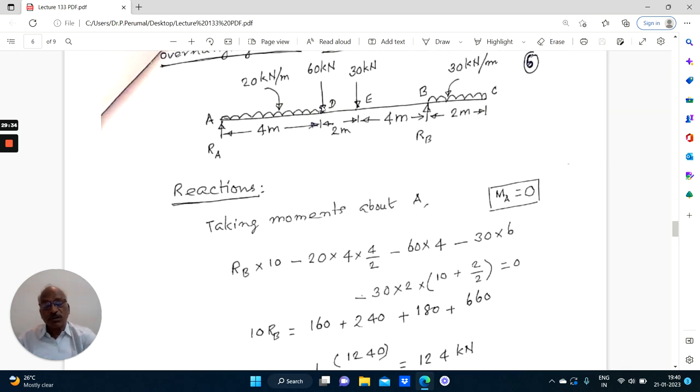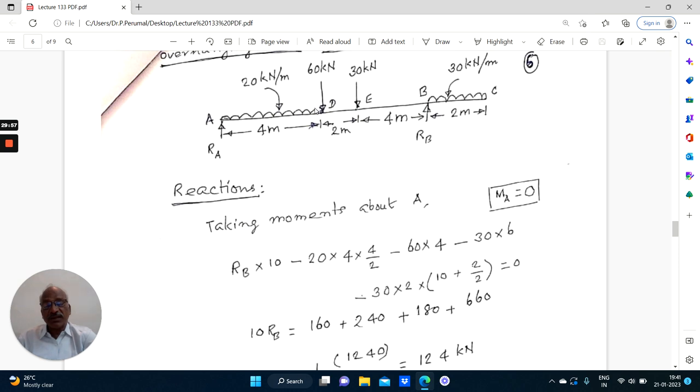So we will find out two values of shear force. One is just to the left of the section. Next is just to the right of the section. Just to the left of the section means we need not bother about the 60 kilonewton load. Just to the right means that has to be accounted, because in the shear force diagram, because of this concentrated load, there will be a sudden drop of 60.